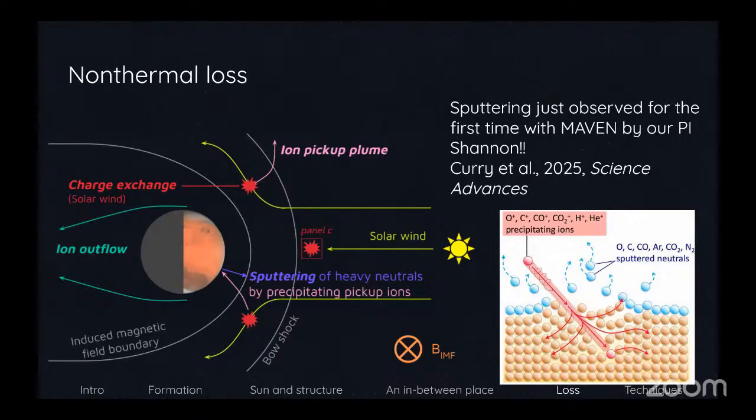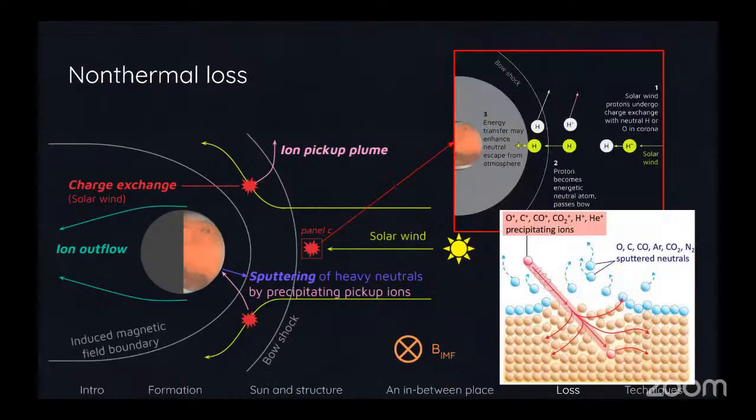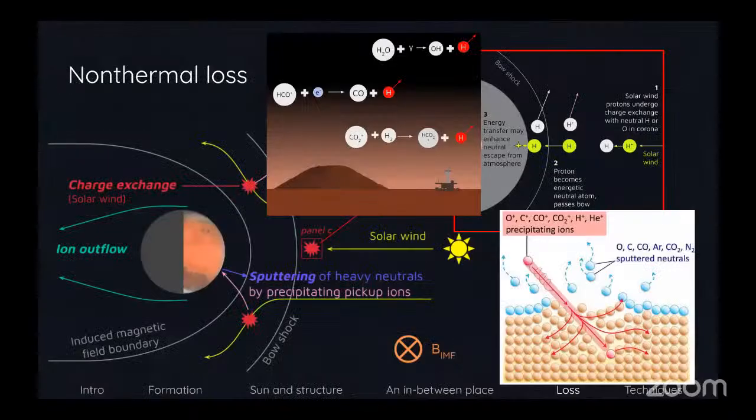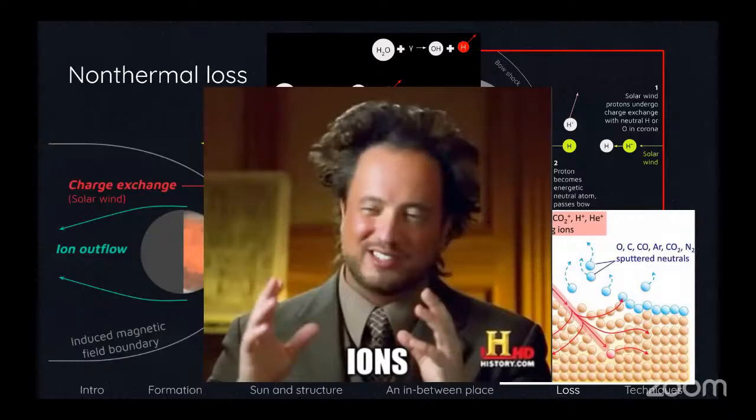So yeah, sputtering, very cool process. There's other processes like charge exchange, where you do a little swap-a-roo of the charges on some incoming hydrogen ions and ones in the atmosphere. There's also chemistry going on in the atmospheres, and if that chemistry involves ions or electrons, that'll grant extra energy to an atom and let it escape. There's so many processes. Just remember, ions are responsible for a lot of escape of planetary atmospheres.